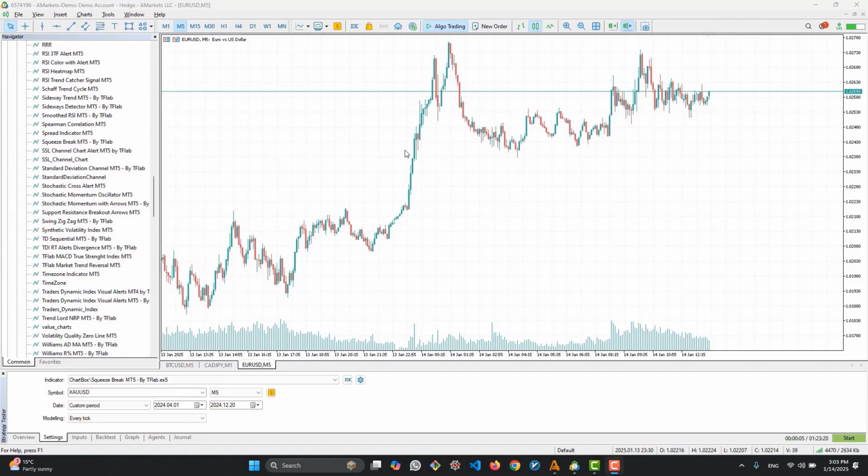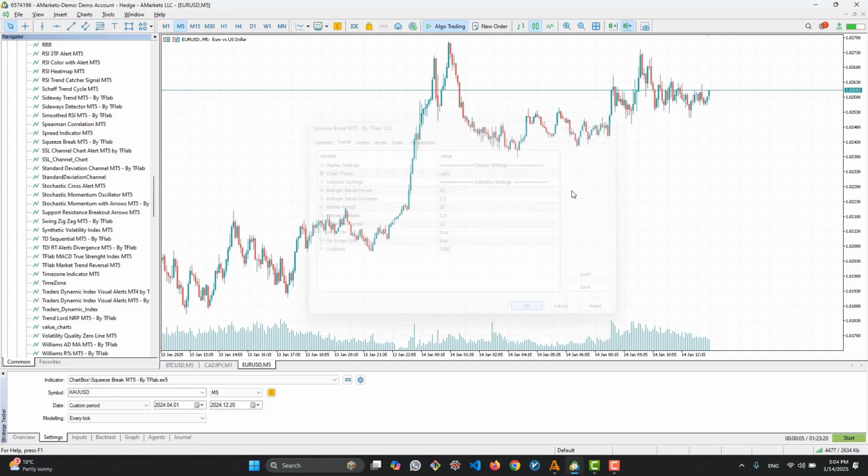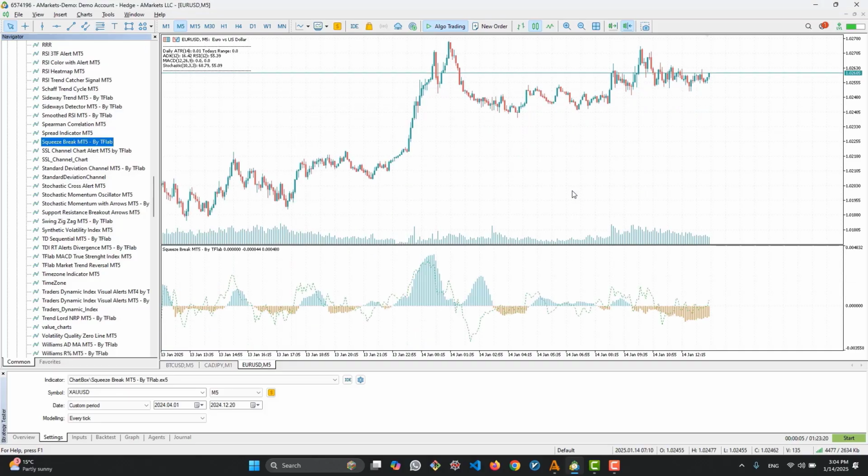Hello. In this video, I will review the sequence break indicator on the MetaTrader 4 and MetaTrader 5 platforms. This indicator helps us to predict when the price will break out of the compression, when it is in a tight area, and to understand the direction in which the price will break out of the compression.